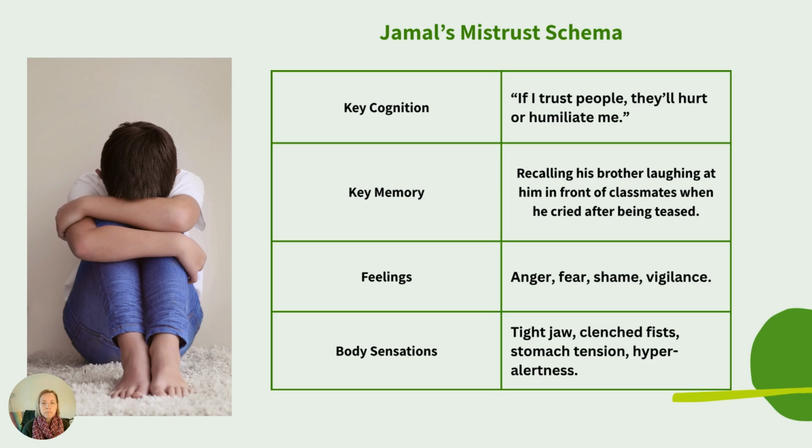And so let's think a little bit more about how Jamal's mistrust schema shows up. A key cognition for him is, if I trust people, they'll hurt or humiliate me. A key memory: he recalls his brother laughing at him in front of his classmates when he cried after being teased. Some of the feelings that Jamal experiences when his mistrust schema is activated: anger, fear, shame, vigilance. And then body sensations, so a tight jaw, clenched fist, this tension in his stomach, and hyper alertness that comes with that vigilance.